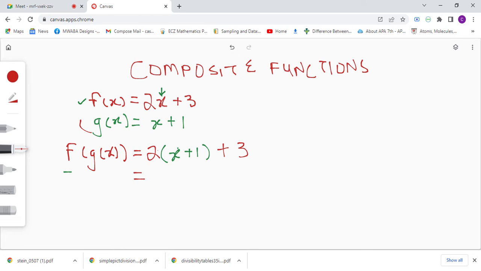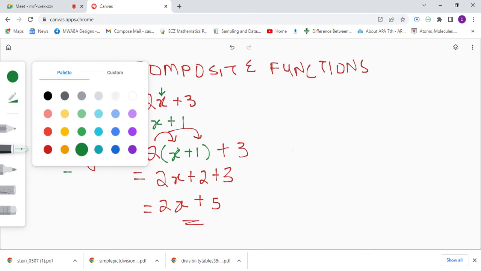So we distribute the 2 times x, that is 2x, 2 times 1, that is 2, plus, then we have a plus 3 here. So fg of x equals 2x plus 5.